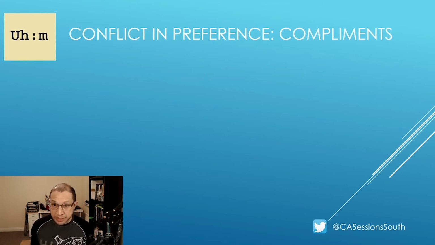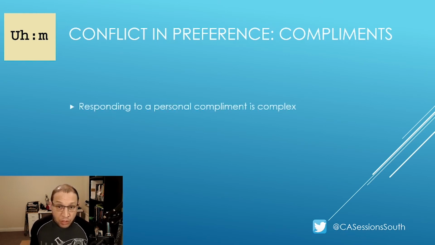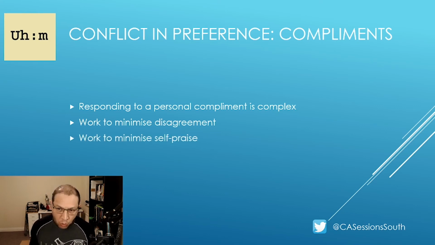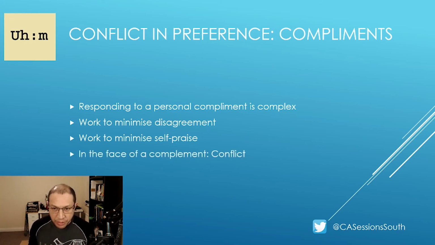In the case of compliments, the situation is different. Responding to compliments is a complicated activity because there are two cross-cutting preferences at work. In responding to a compliment, participants tend to want to work to minimize disagreement, which relates to the ongoing drive for social solidarity. But at the same time, participants work to minimize self-praise insofar as they typically don't want to be seen as self-serving or even arrogant. And in the face of a compliment, these two preferences come into conflict.